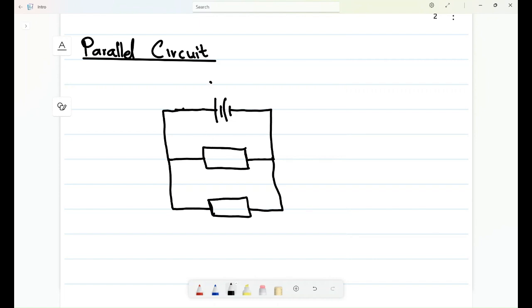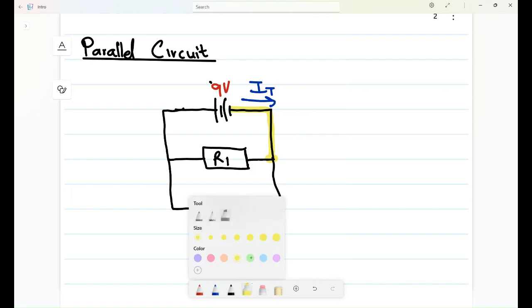Now let's say this is our voltage. I'll still give it 9 volts. R1 here, R2 here. Now let's talk about the current that comes out from the source. Can you see the path? Let's follow the path from here up to this point. Can you see that it wants to move in two directions? Some of the current wants to move in this direction, whereas some of the current wants to move in that direction.